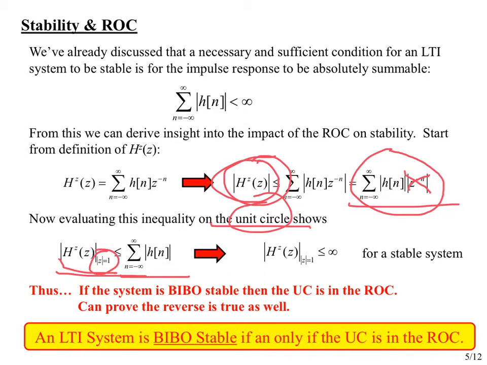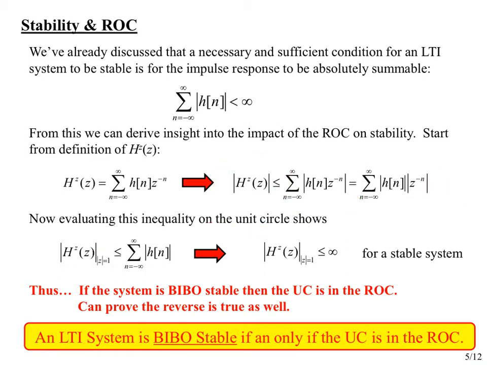Let me clear some of this stuff off here. I wish there were a faster one-swoop thing that I could do to clear them off, but it takes a couple pokes of my screen to get that done. So we now have this result, and basically for a stable system, we know that this is bounded by infinity.